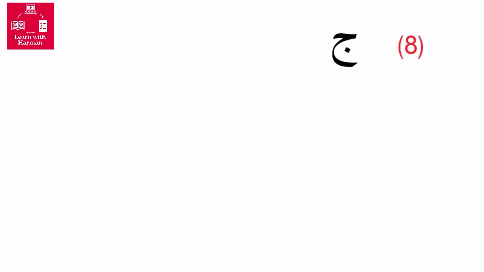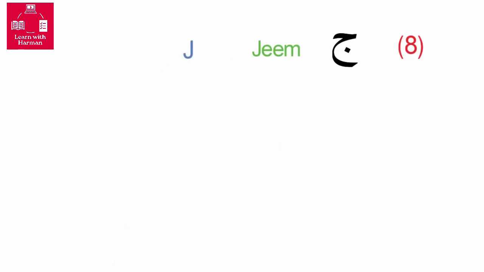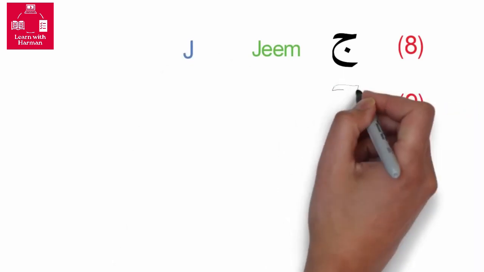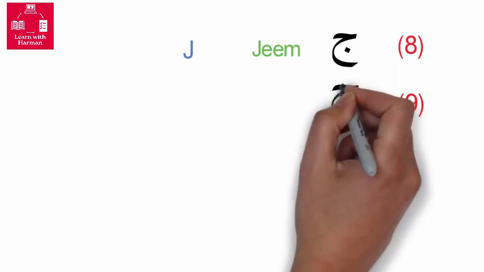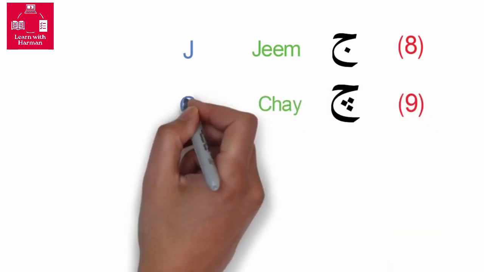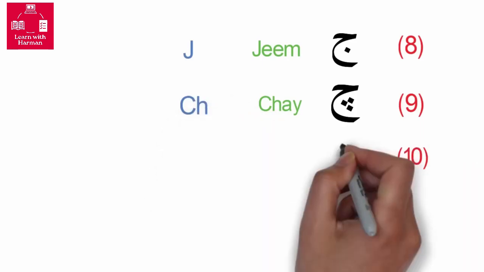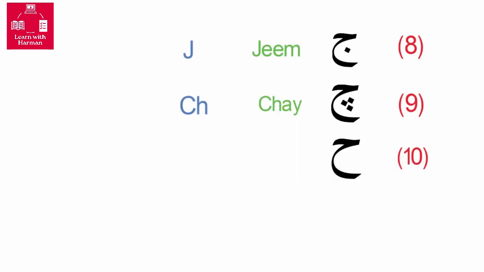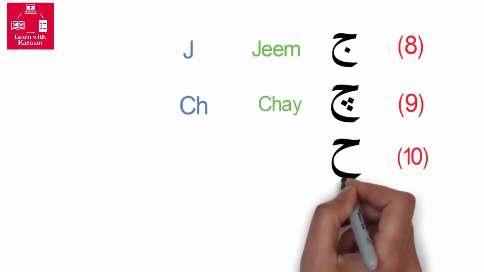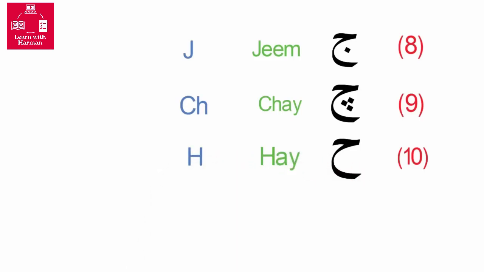Jim. It sounds J in English. Che. Che. It's like CH in English. He. It's H in English.